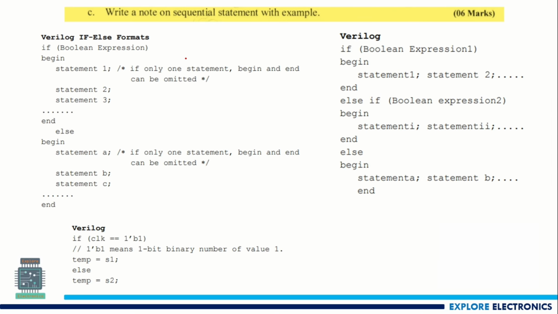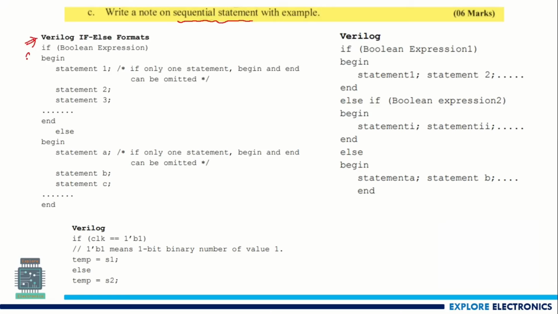Write a note on sequential statement with example. Sequential statements are in behavioral description; we can use if-else statements, for loops, and case statements. Sequential statements are if, else, else-if statements. So first you need to write the syntax for the if-else formats.